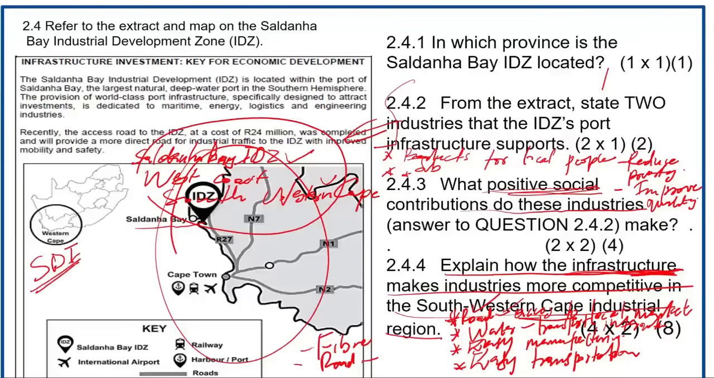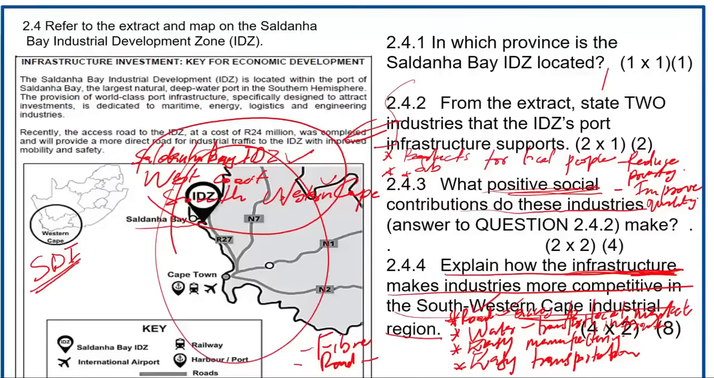West Coast is not an IDZ. West Coast is the SDI. So what is SDI? SDI stands for Spatial Development Initiative. What does it stand for? It stands for Spatial Development Initiative. And what is this Spatial Development Initiative?